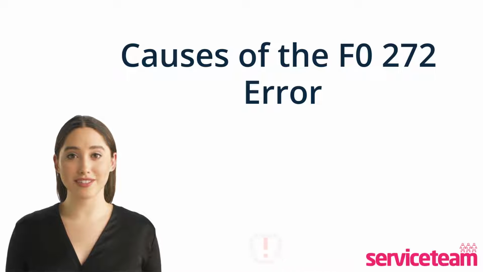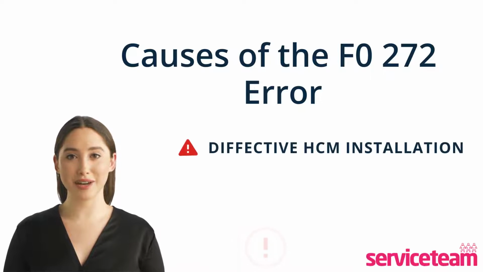The first cause of this error is the defective HCM installation. Remember, this HCM plays an important role in the boiler's performance. But if it's not installed correctly or securely, you'll trigger the F0272 error code.